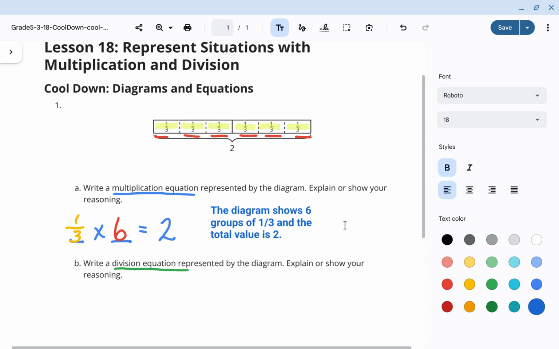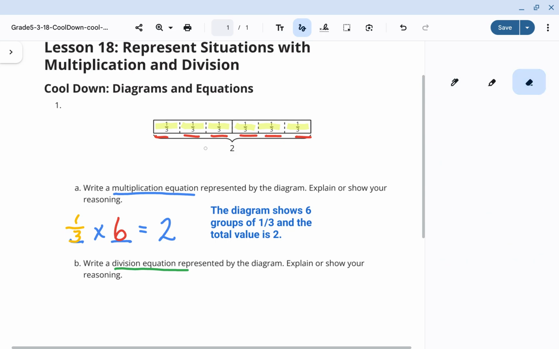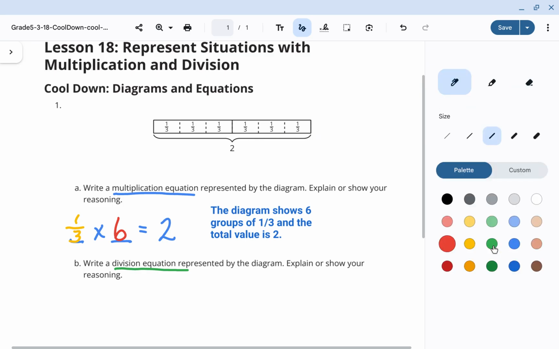Now we are ready to think flexibly and switch gears. We are going to now consider how we could represent this exact same diagram that we have shown with multiplication. Where do we see a division context in it? Now remember, in division, our first number is going to represent the whole thing that is going to be broken up and divided. Well, what is the whole thing that is going to be broken up and divided? It is literally this number right here. That is the whole thing that is broken up and divided, the 2, the entire tape diagram.